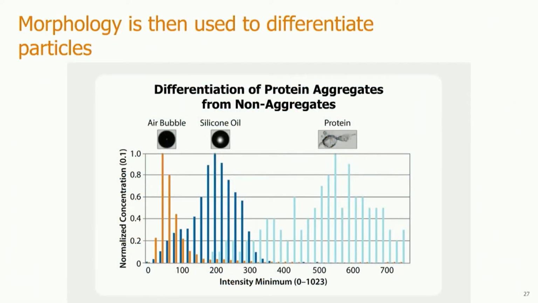So this chart here provides an example of how a morphological parameter can be used to differentiate between 3 different particle populations within the same sample. Intensity minimum, which is represented here on the x-axis, is a measurement of how translucent or opaque a particle appears to the MFI. The protein aggregate you see here on the right is highly translucent, and it scores very high for intensity minimum because it lets a lot of light through to the MFI. The silicon oil drop in the middle has a bright center but a very dark perimeter, so it scores lower than the protein aggregate for intensity minimum. And then finally, the air bubble on the left is highly opaque and scores the lowest for intensity minimum. So you can see here how this is the basis for how MFI is able to differentiate particle populations based on quantifiable morphological parameters.